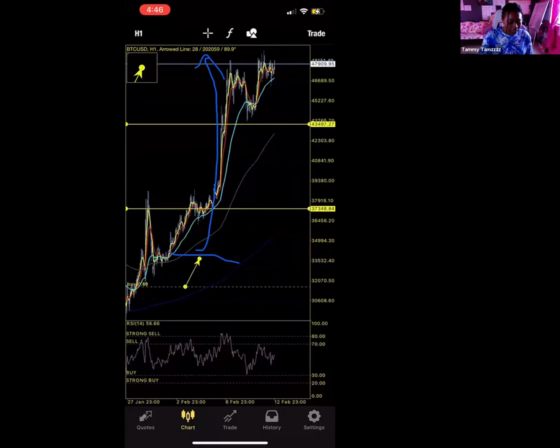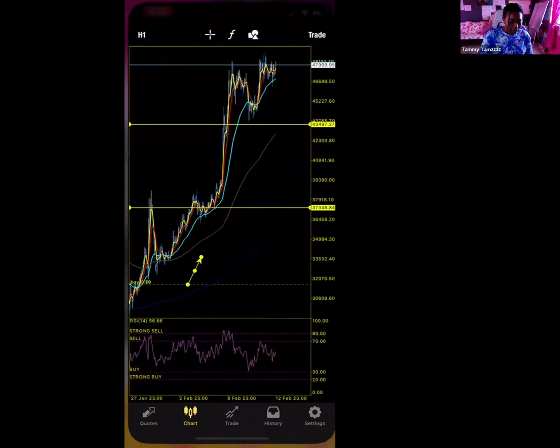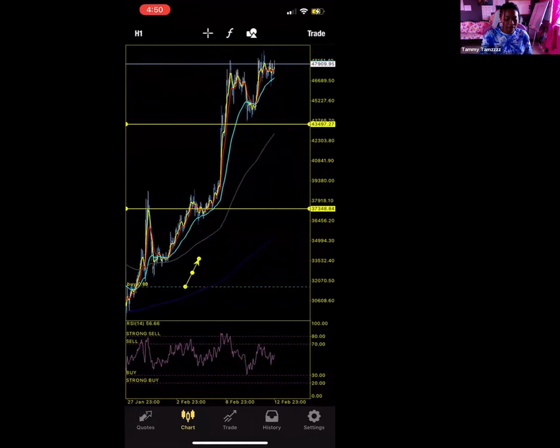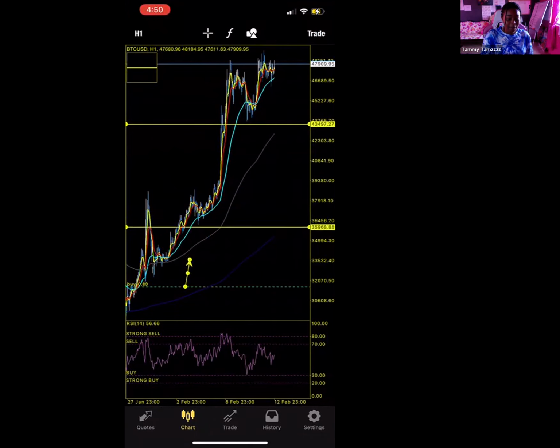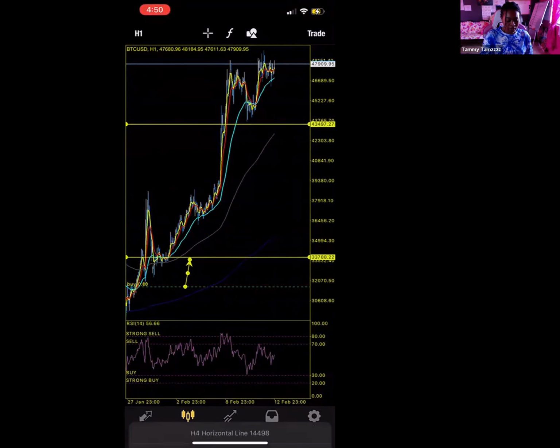Now I know that from my entry to where I have my arrow, that's about 200 points. I want to move my stop loss around there. So I'm going to take my horizontal line and plot it right at the tip of my arrow, like in the middle of that circle. I'm going to plot my horizontal line right there. Boom.